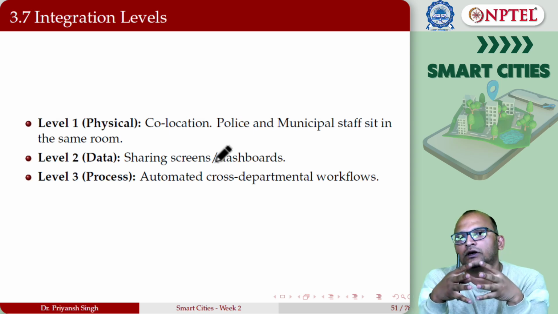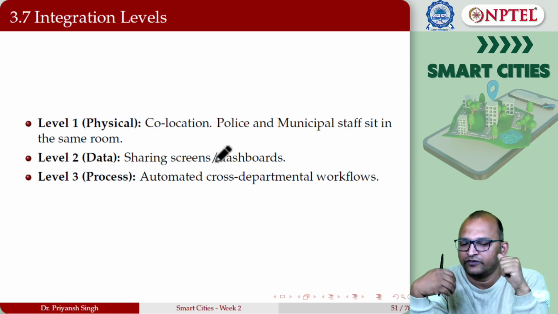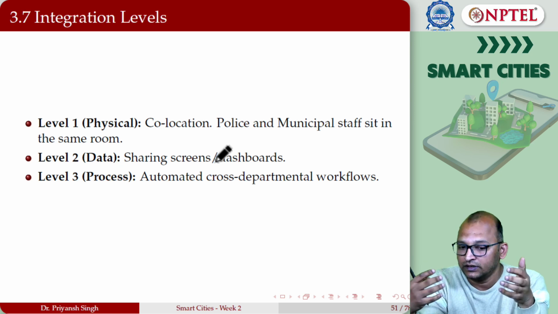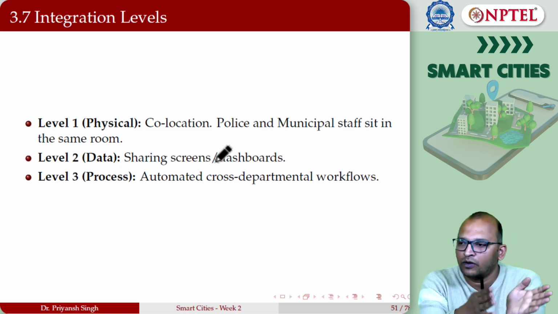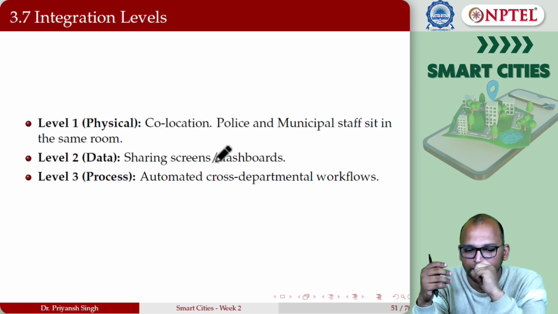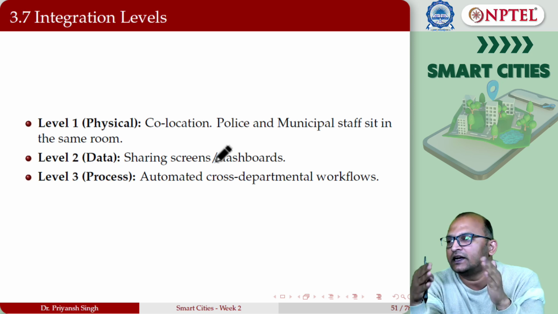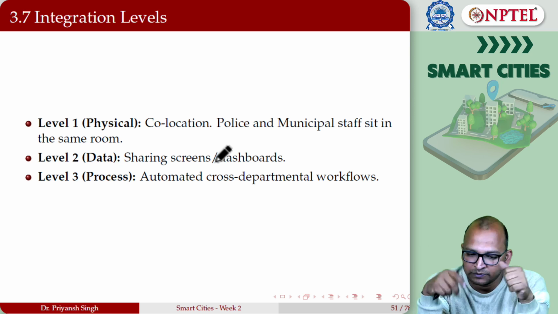Now this integration, what happens at integrated command and control centers, may have different levels. Level 1 is the physical integration, the co-location, where police and municipal staff sit in the same rooms and pass information from one person to the other. So physical means they have direct physical communication between them. Level 2 is the data integration, where sharing of screens and dashboards may occur. So whatever information is available to police may be made available to the other departments as well.